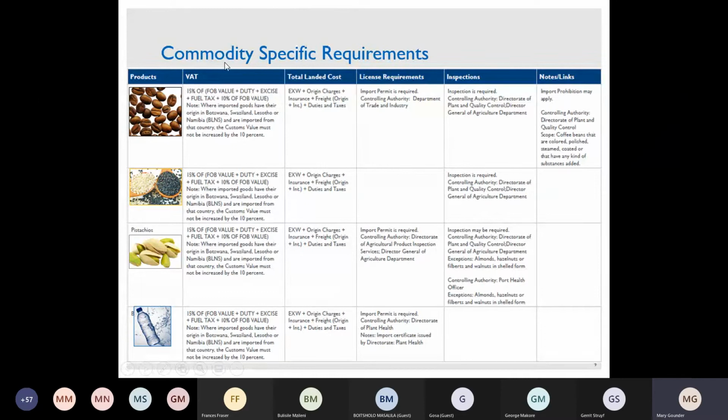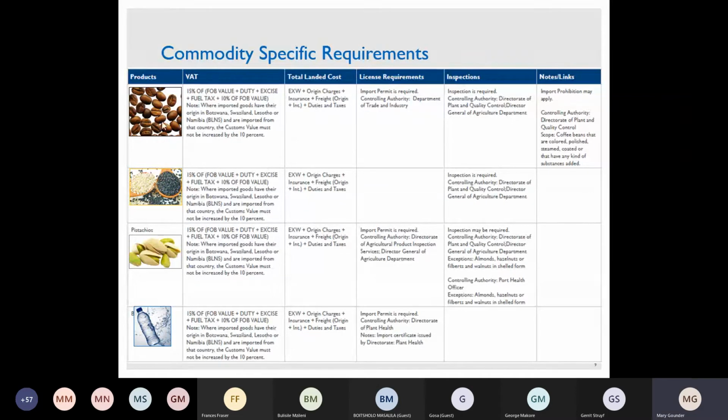So this is pretty much what we have on the regional cross-border trade toolkit. All the products that we mentioned earlier, we've looked at each and every single one of them and what the requirements are. So every single product, there is VAT due, but because you're from Botswana, you do not have to pay the extra 10% of the FOB value, but you do need to pay 15% VAT. Your costs include your export cost, which is basically producing the goods, your origin cost for transport, warehousing, whatever else you need, insurance, freight, and duties and taxes.